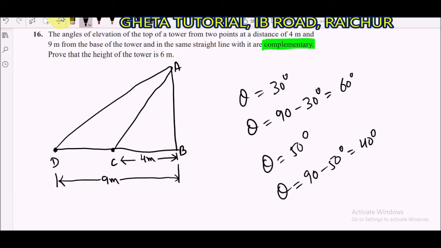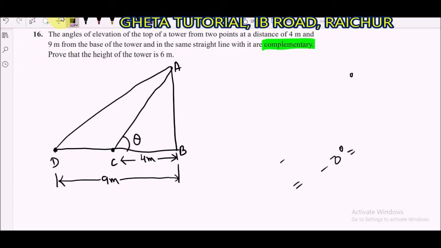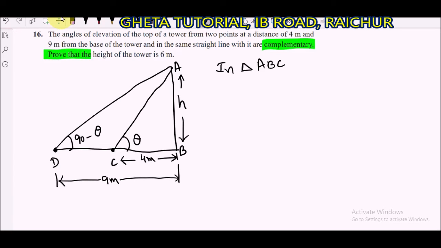Now suppose one angle is theta. Then what is the other angle? 90 minus theta. So we got the angles of elevation here: theta and 90 minus theta. In the question they said that we have to prove that the height of the tower is 6 meter.